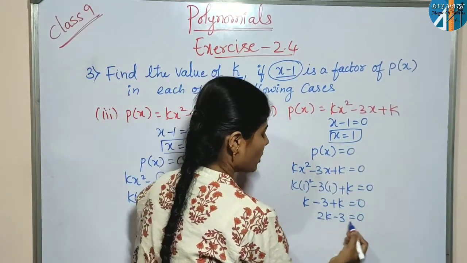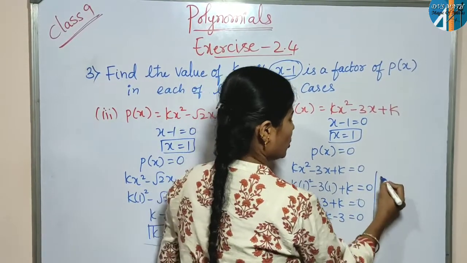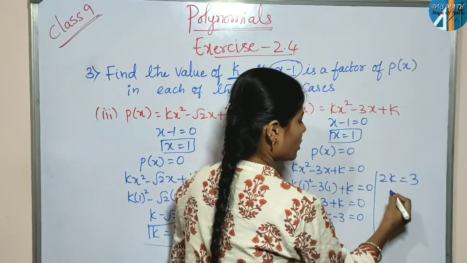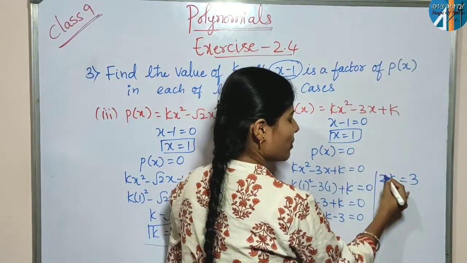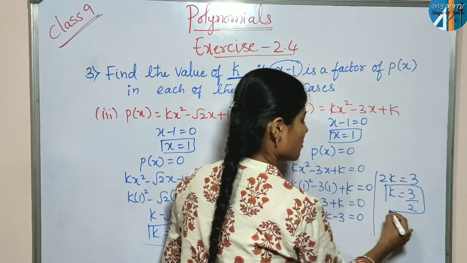So now what is the value now? Send 3 to that side. So here 2k is equal to, if it's minus 3, to the RHS it is plus 3. You want the value of k, so here it is multiplied. If you send to the RHS, it is division, so 3 by 2. K value is 3 by 2.